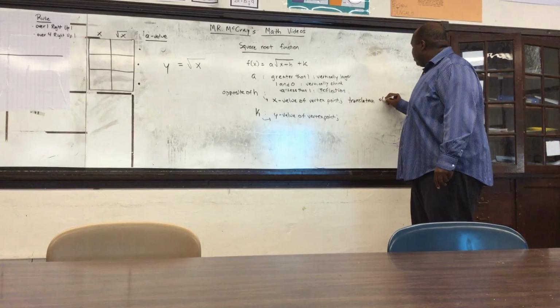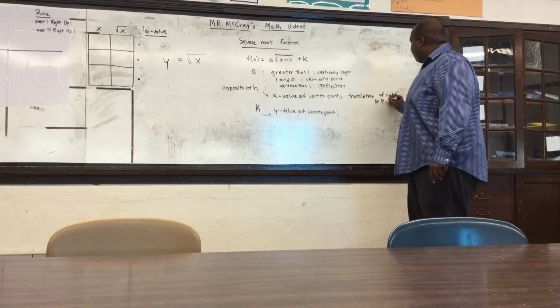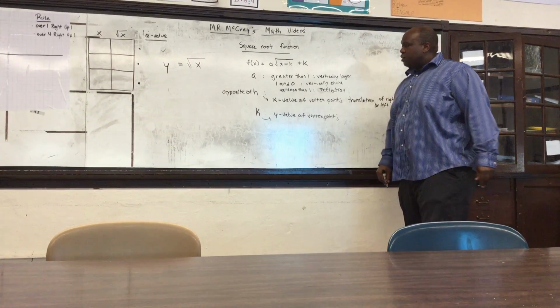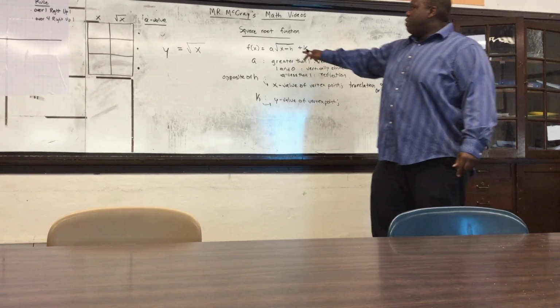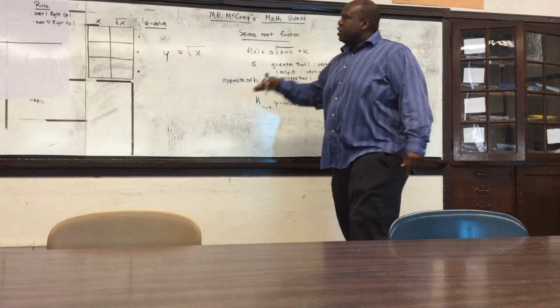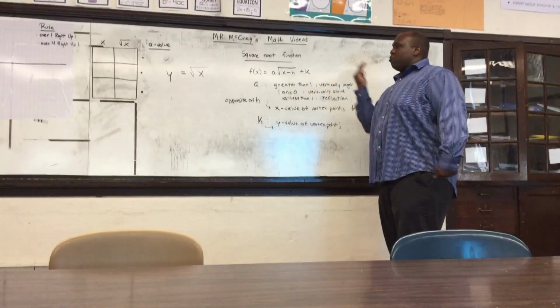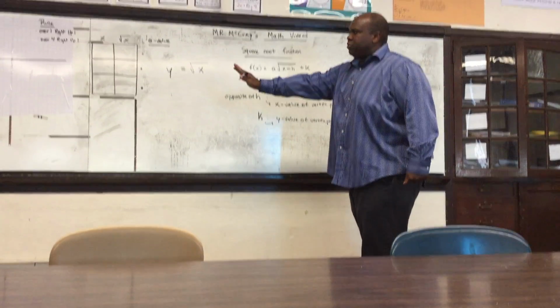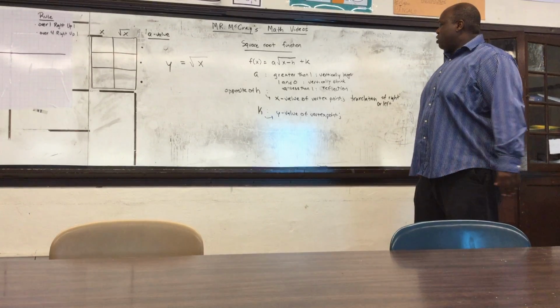Translation of right or left. Now that's the opposite. Same thing as here. If it's minus 8, minus 2, it's going to go to the right, because we want the opposite value of x. If it's plus 2, it's going to go the opposite way, which is left. So we'll talk about that later on.